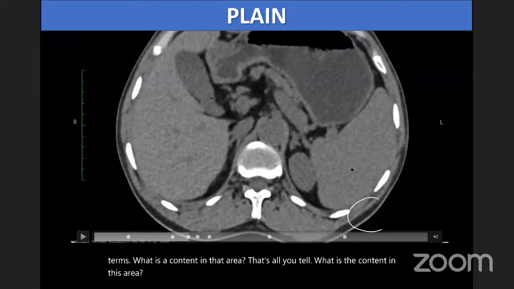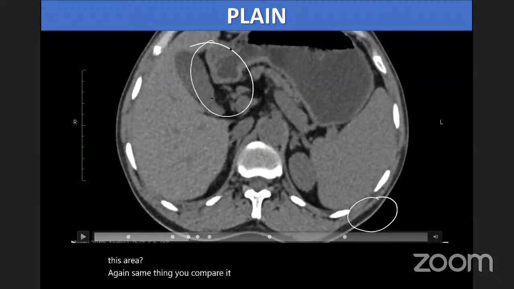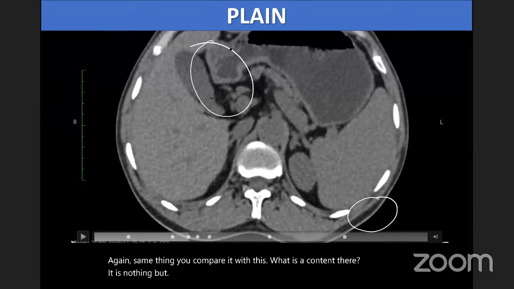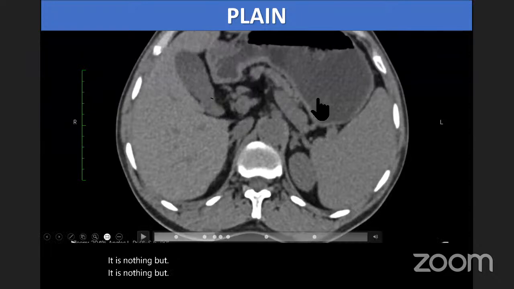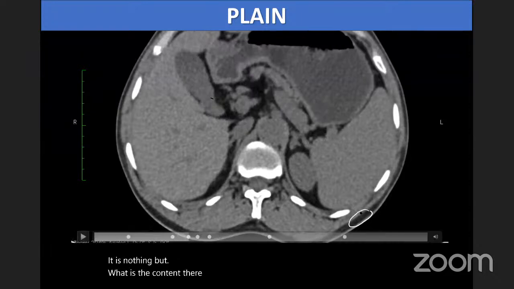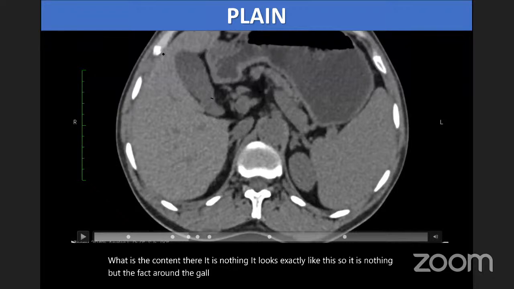Again, you compare it with this. What is the content there? It is nothing. It looks exactly like this. So it is nothing but the fat around the gallbladder.